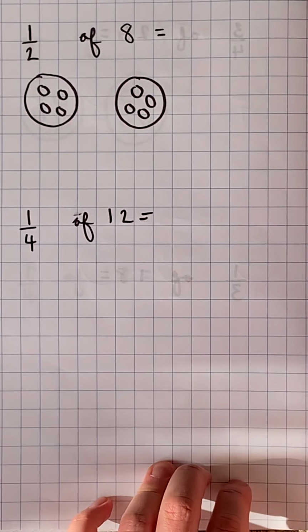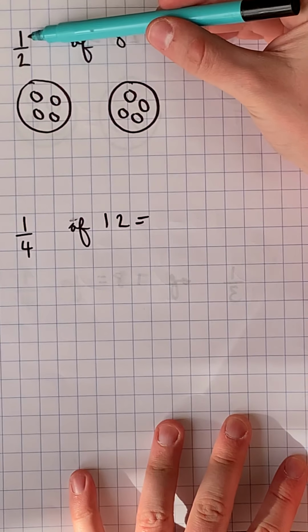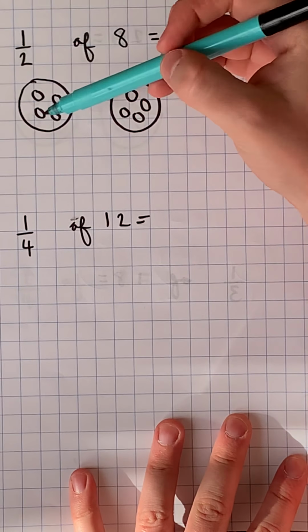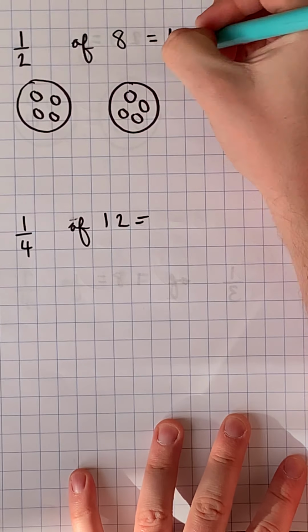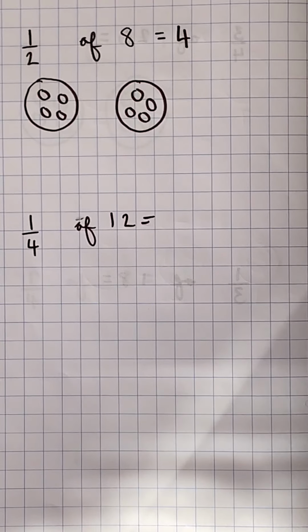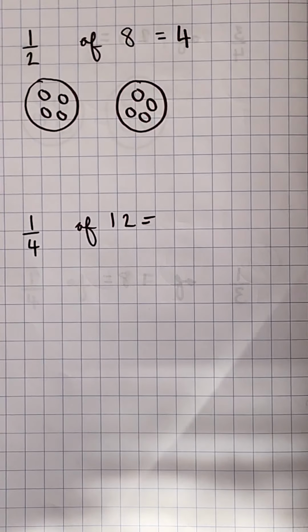So now, looking at my fraction, I know I need to count one of my groups. So I'm counting this one. 1, 2, 3, 4. So my answer is 4. Okay? Let's have a look at this bottom question.